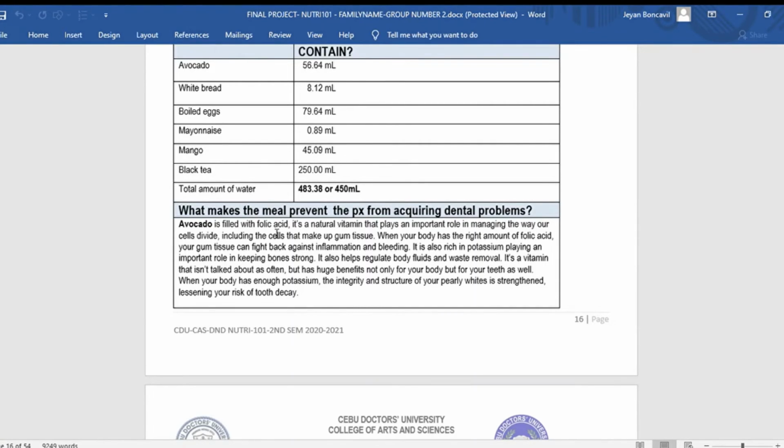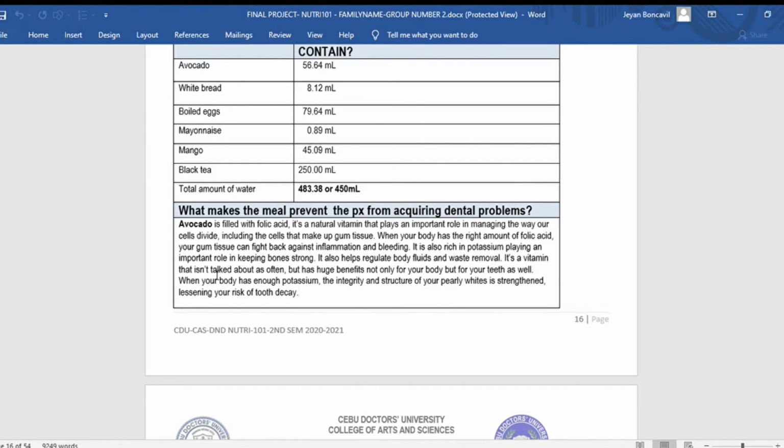Then what makes the meal prevent the patient from acquiring dental problems? Avocado is filled with folic acid. It is a natural vitamin that plays an important role in managing the way our cells divide, including the cells that make up our gum tissue. When your body has the right amount of folic acid, your gum tissue can fight back against inflammation and bleeding. It is also rich in potassium, playing an important role in keeping bones strong. It also helps regulate bodily fluids and waste removal.